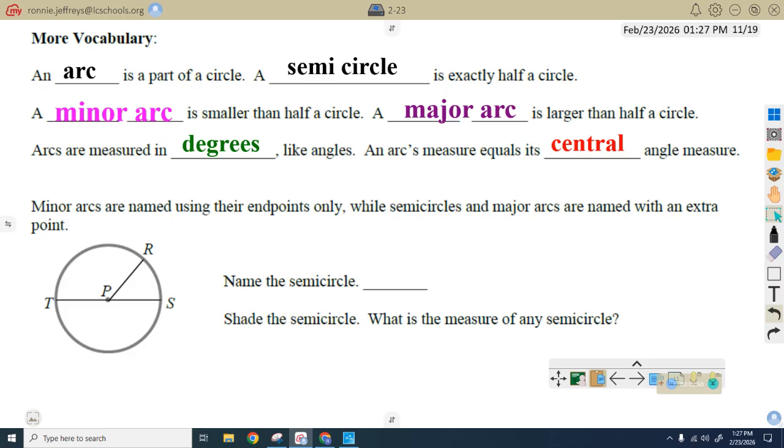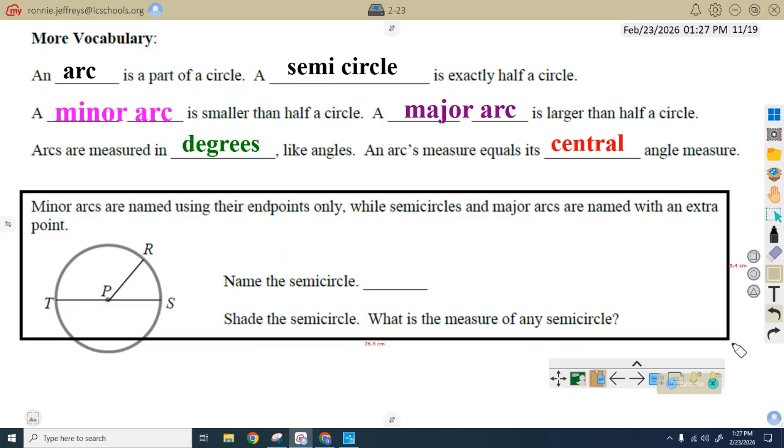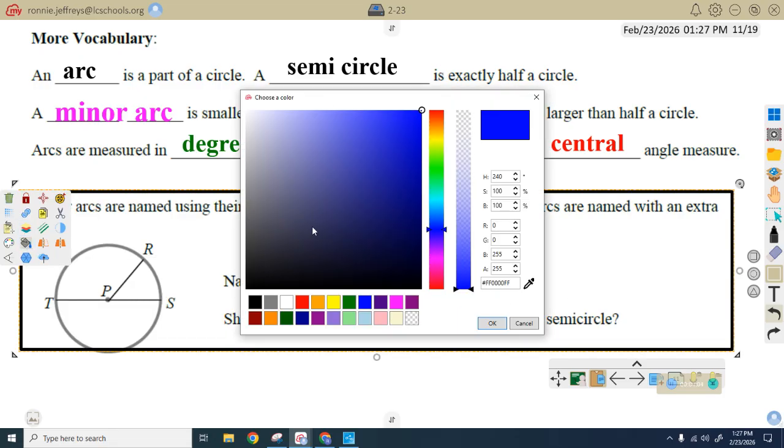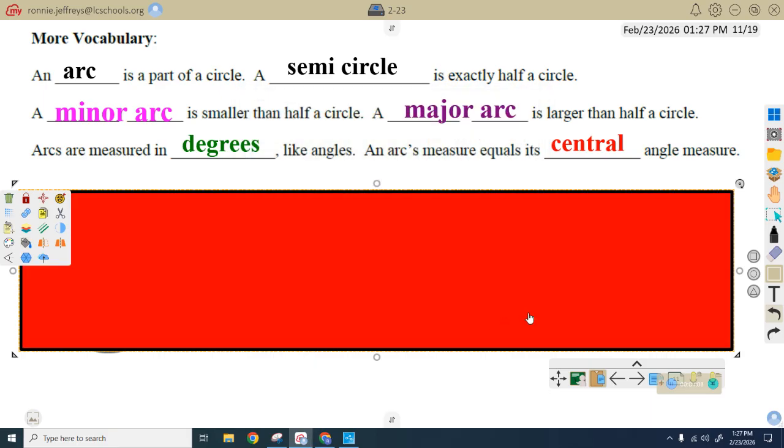All right. So, this is what I would suggest. We're going to cover this right now. That way there's not too much going on. All right. And so, an arc is part of a circle. A semicircle is exactly 1/2 of a circle.